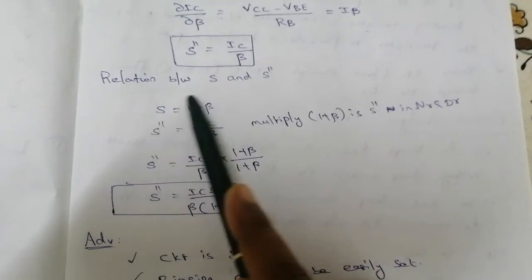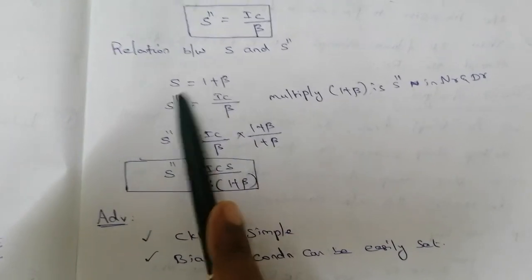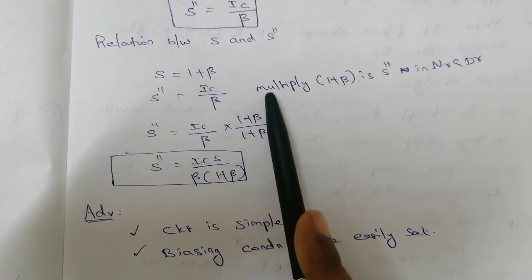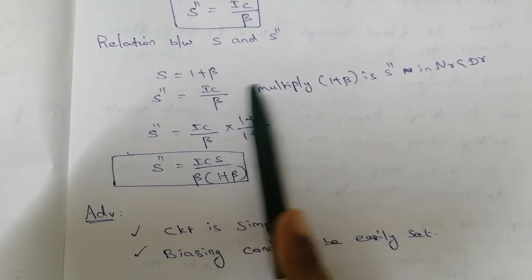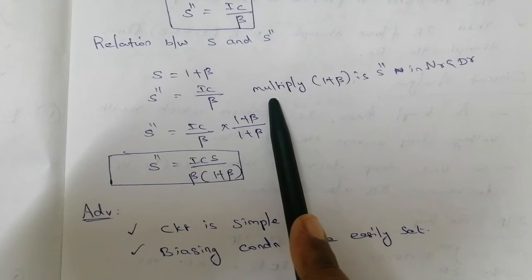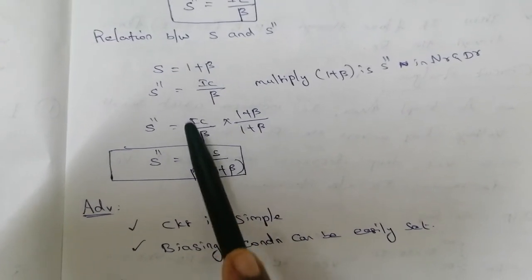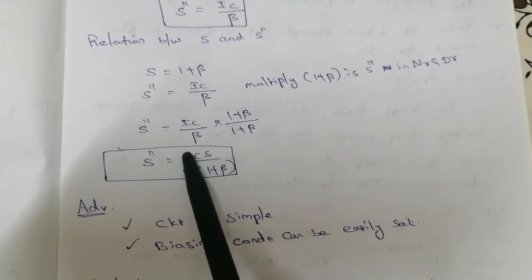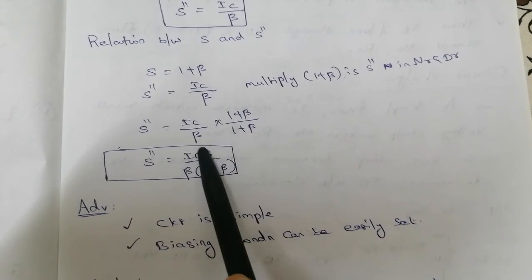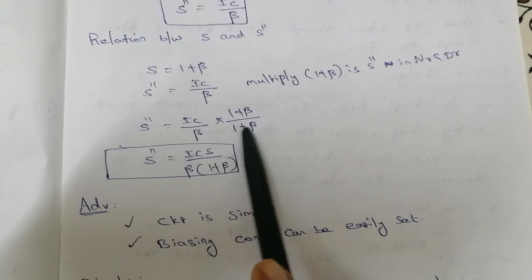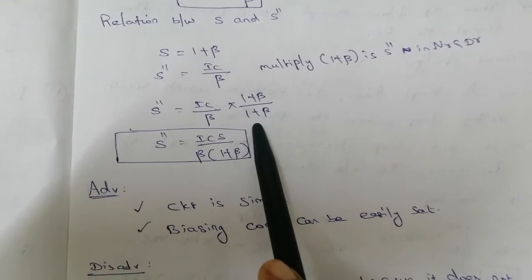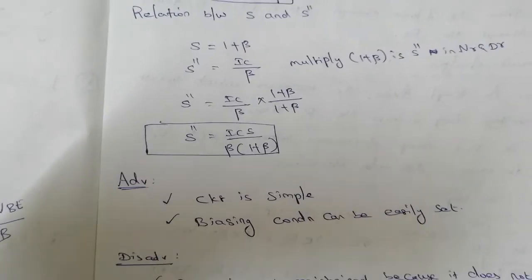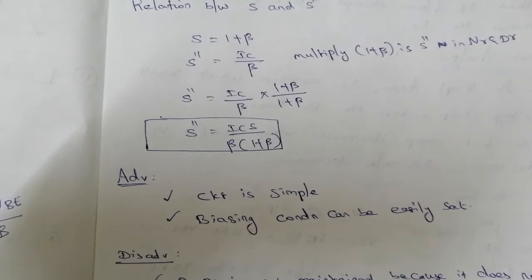Now the relation between S and S double dash. Already we derived S is equal to 1 plus beta, and S double dash is equal to IC by beta. Now multiply this S double dash with S in numerator and denominator. S is nothing but 1 plus beta. So IC by beta into (1 plus beta) divided by (1 plus beta). So IC by (1 plus beta) is nothing but stability factor S divided by beta into (1 plus beta). So this is the relation between S and S double dash. So this is the overall analysis and design of fixed bias circuit.